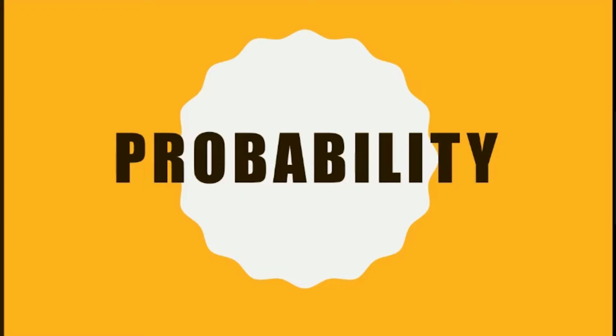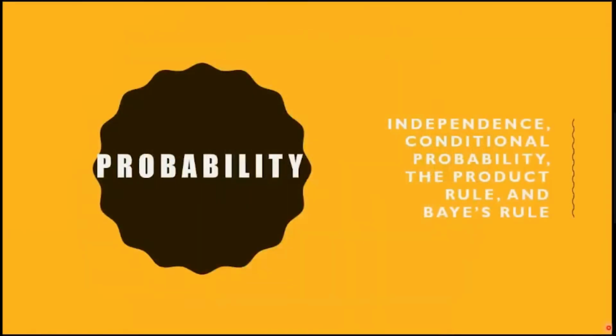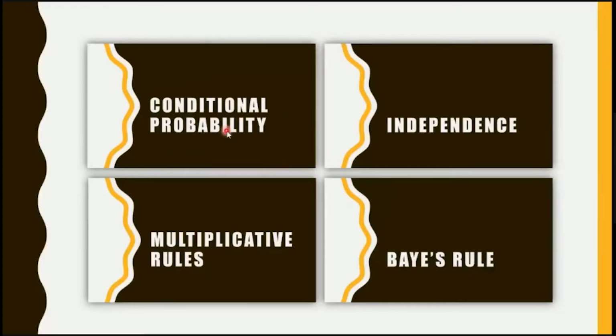Today, we will be discussing some topics in probability, especially independence, conditional probability, the product rule, and Bayes rule. For this video, we will be discussing the first three topics, starting from conditional probability to independence and multiplicative rules. Let's start with conditional probability.